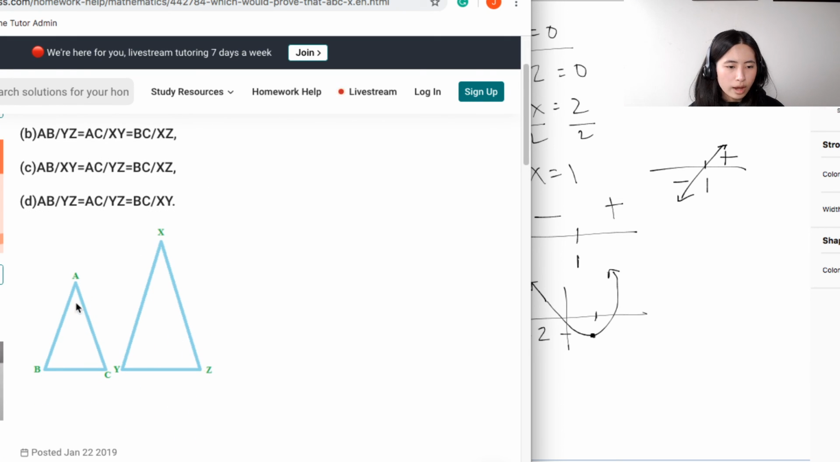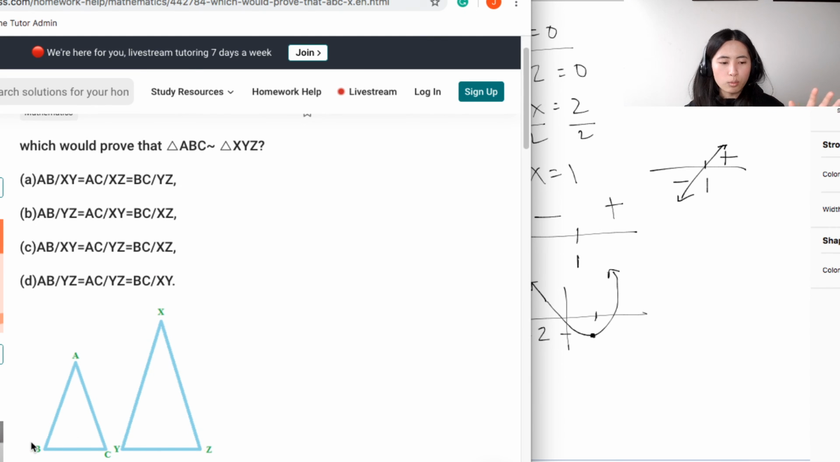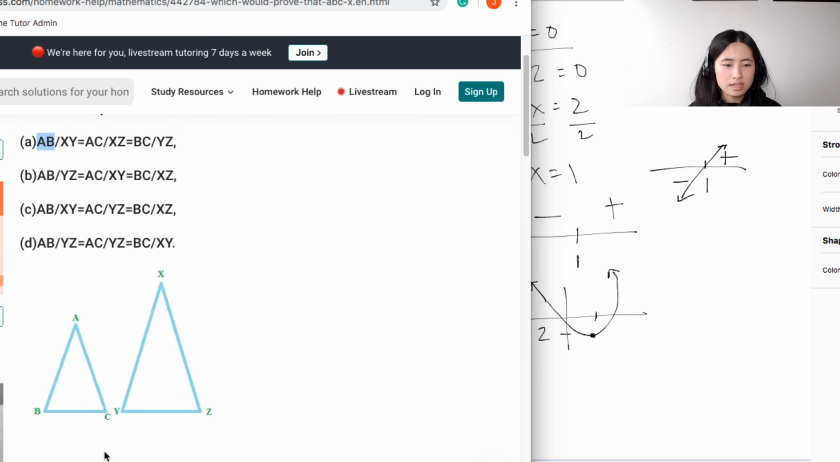So if you look at AB, we can say AB over XY. Anytime you're trying to set up a ratio for similar triangles, you need to make sure that when you have your numerator and your denominator, this AB corresponds to the smaller triangle. XY is coming from the bigger triangle. So when you set up your fraction, your numerator, because you started from the smaller triangle, which is ABC, should have the dimension of your smaller triangle as well.